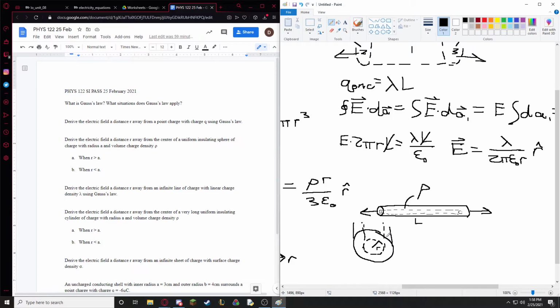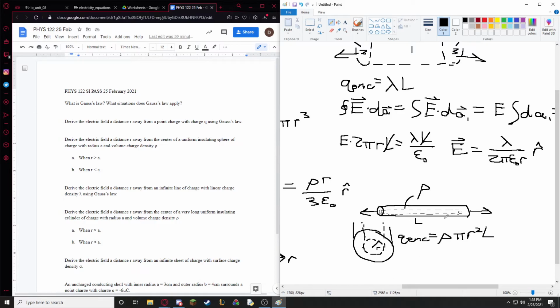Rho times the volume. Yep, and what is our volume? It's going to be pi r squared times L. Exactly. So we have the volume of our cylinder, which is pi r squared times L.